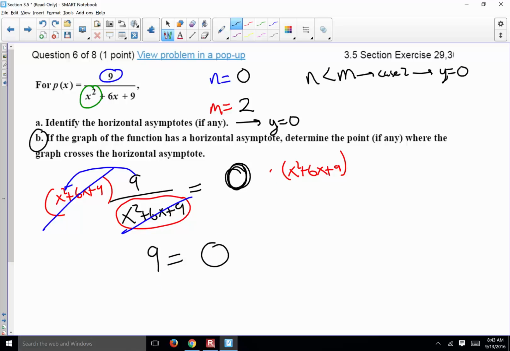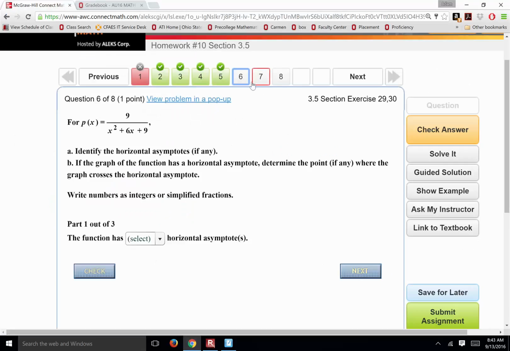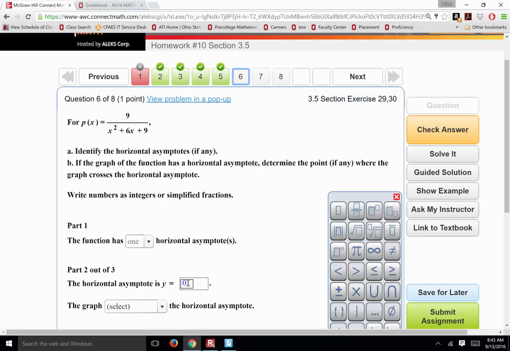Wow, this is a great day because you have proven something impossible. You just proved 9 equals 0. Can it be possible? No. This is impossible, which means no solution, no crossings. Okay? That's it. There is 1 asymptote, that's y equals 0, but they don't cross, right?